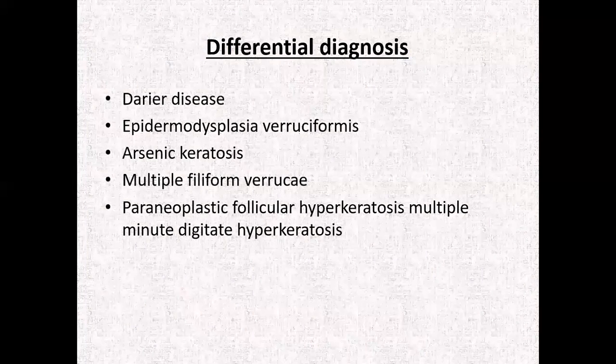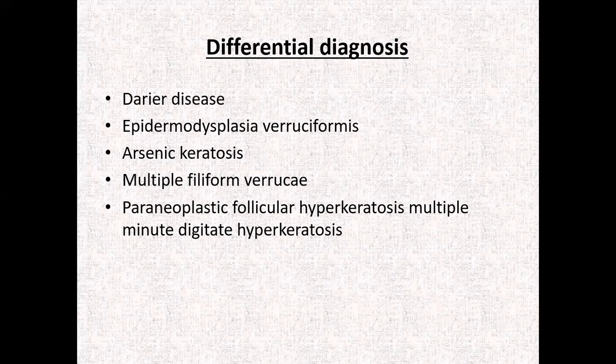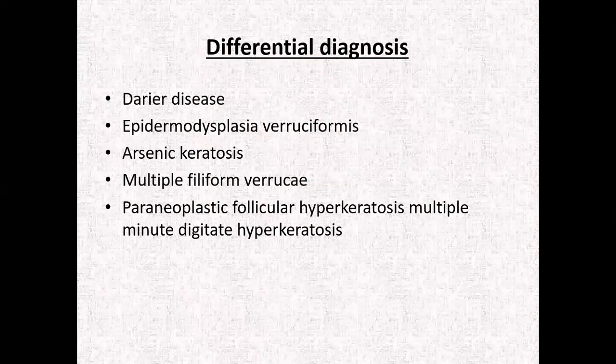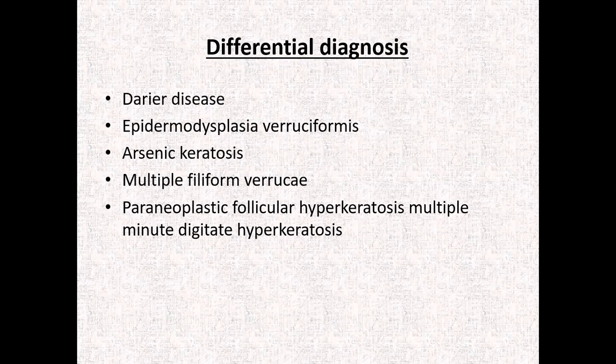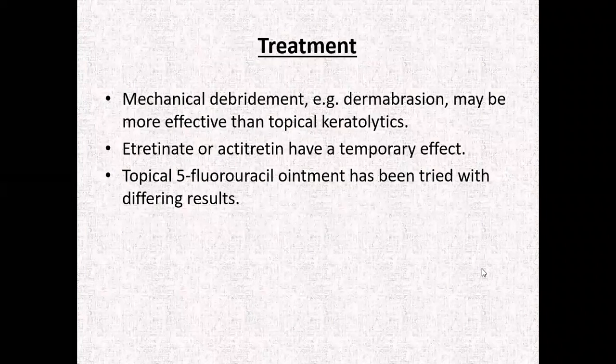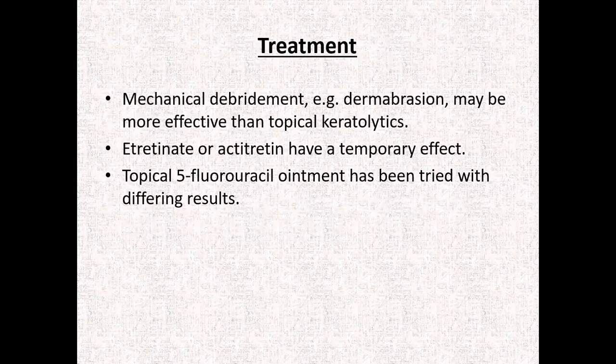There are different disorders which are characterized by spiny keratodermas, including Darier's disease, epidermodysplasia verruciformis, arsenical keratosis, multiple filiform warts, and paraneoplastic follicular hyperkeratosis. Mechanical debridement with dermabrasion may be more effective than the topical keratolytics. Etretinate or acitretin have a temporary effect. Topical 5-fluorouracil ointment may be tried with variable results.